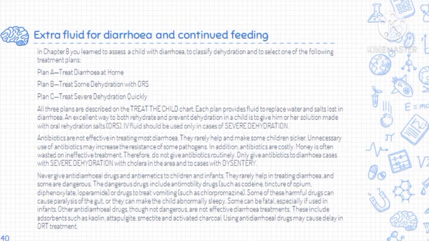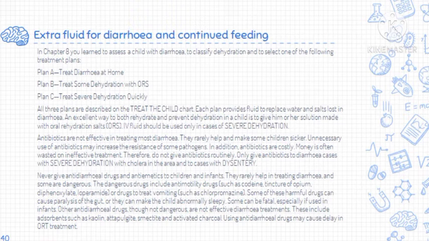Extra fluid for diarrhea and continued feeding. In Chapter 8, we learned to assess a child with diarrhea, to classify dehydration, and to select one of the following treatment plans: Plan A, treat diarrhea at home. Plan B, treat some dehydration with ORS. Plan C, treat severe dehydration quickly. Each plan provides fluid to replace water and salts lost in diarrhea.